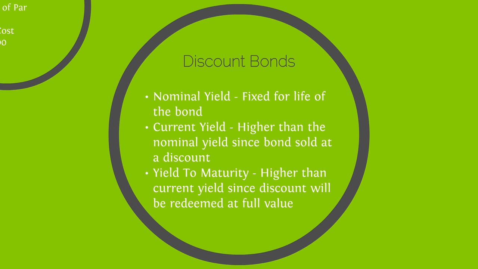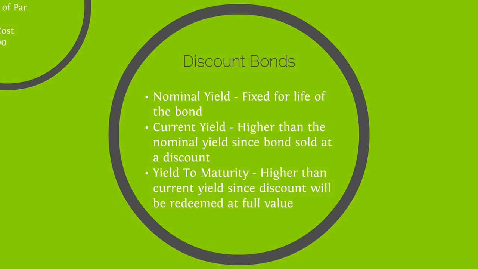A discount bond means that market interest rates have gone up since the issuance of the bond. So here we have our nominal yield, which is fixed for the life of the bond, no change there, but the current yield is higher than the nominal yield, since now the bond is at a discount to match the higher market rates. The yield to maturity is also higher than the nominal yield and the current yield, since this takes into effect the higher return and the discounted price of the bond, which will be returned when it's redeemed at the full value.